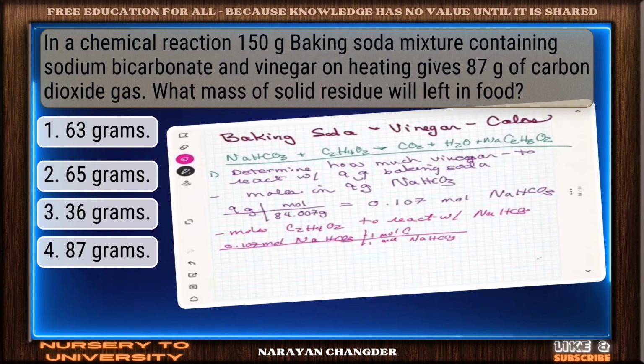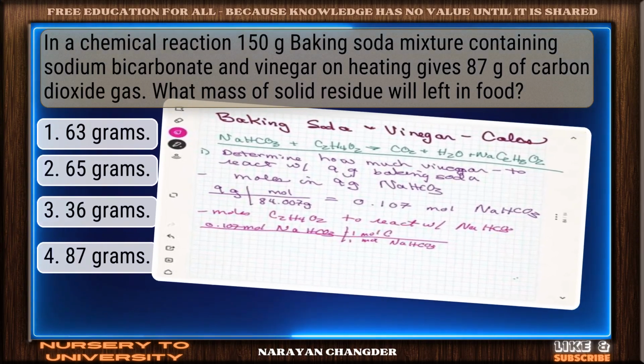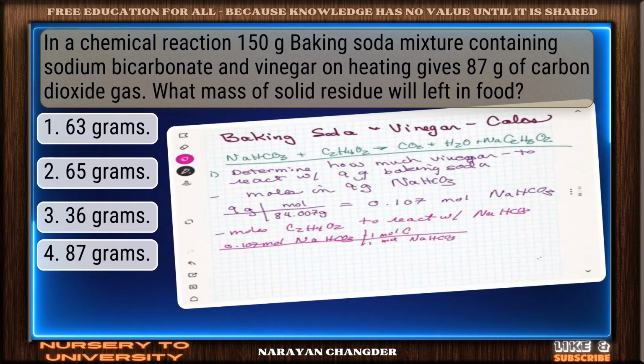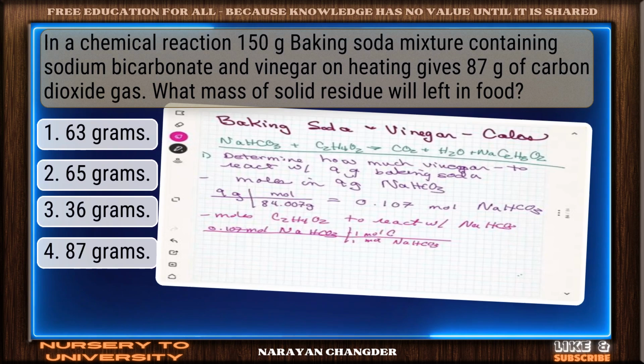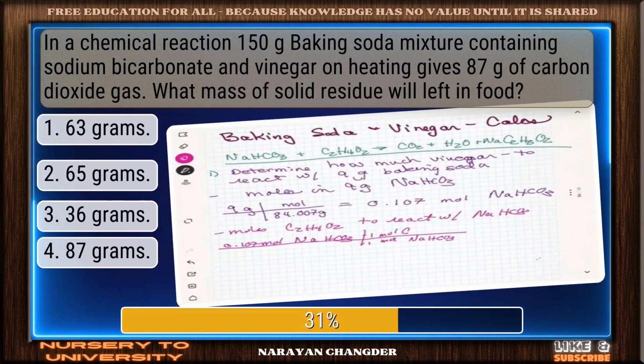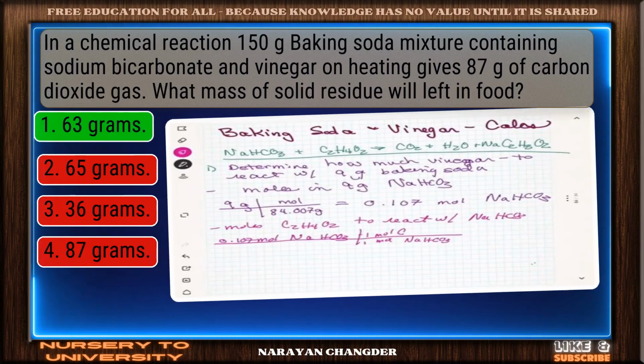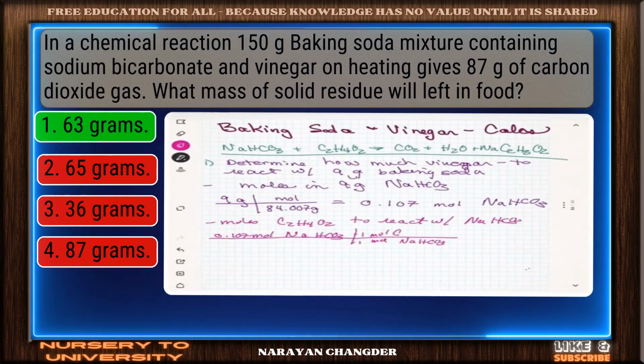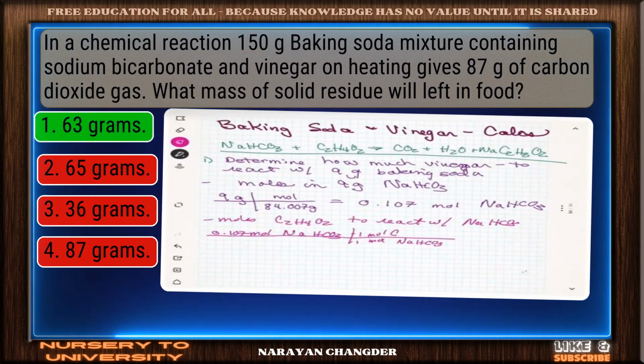Question number 7. In a chemical reaction, 150 g baking soda mixture containing sodium bicarbonate and vinegar on heating gives 87 g of carbon dioxide gas. What mass of solid residue will be left in food? Sharp thinking. 63 grams is the right choice.